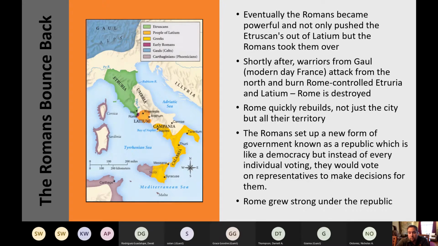The Romans set up a new form of government called a republic, which is like a democracy, but instead of every individual voting, they vote on representatives to go make decisions for them. That's exactly what we do in the United States, right? I go vote for someone who then in return goes and votes on my behalf over in Washington, D.C. Rome grew strong under the republic.